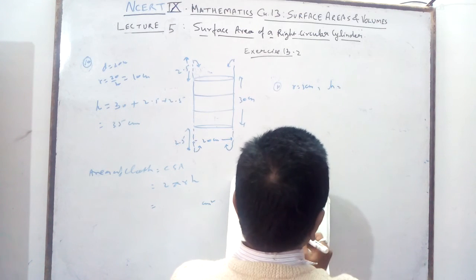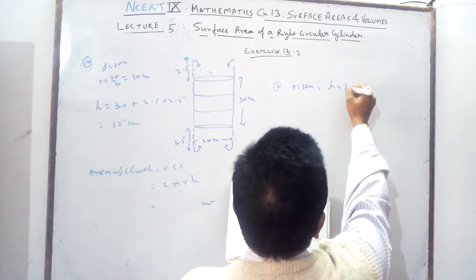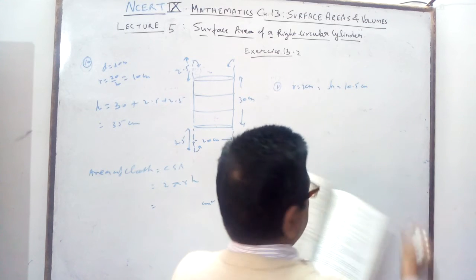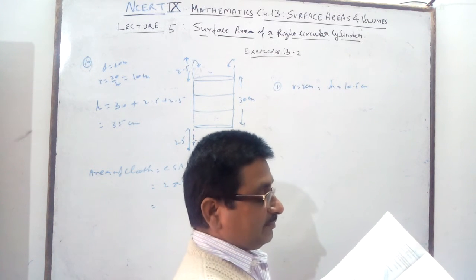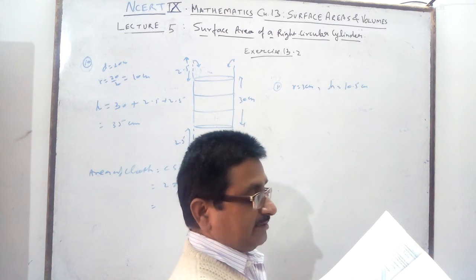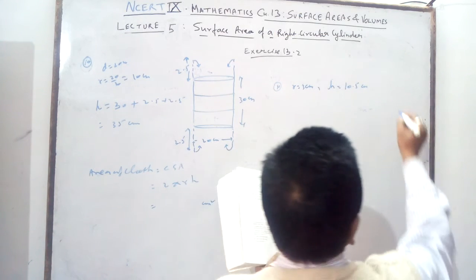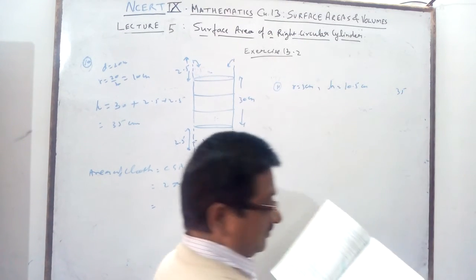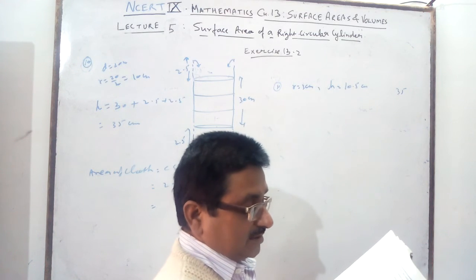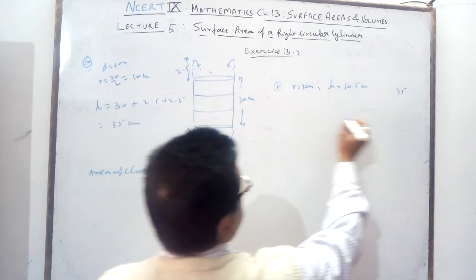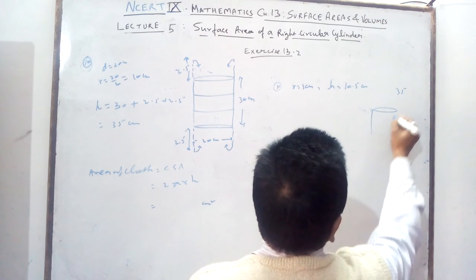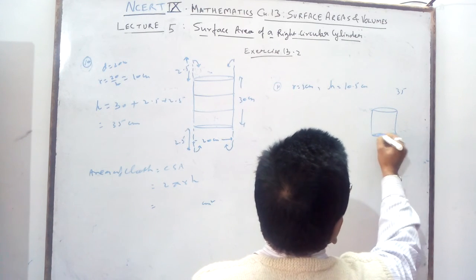and height 10.5 centimeter. The Vidyalaya was to supply the competitors with the cardboard, and there were 35 competitors. The number is given, 35. How much cardboard was required for the competition? What will you find out here? It is a pen holder, so here the pen holder will be closed.